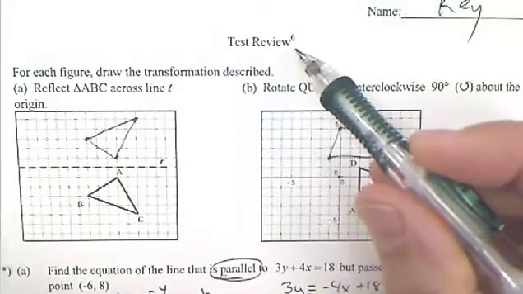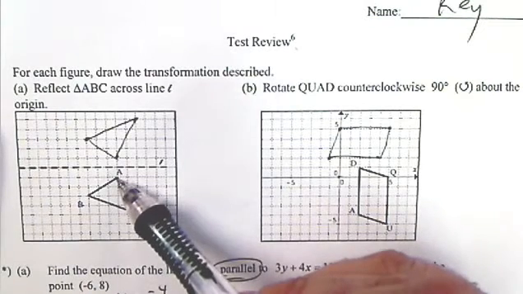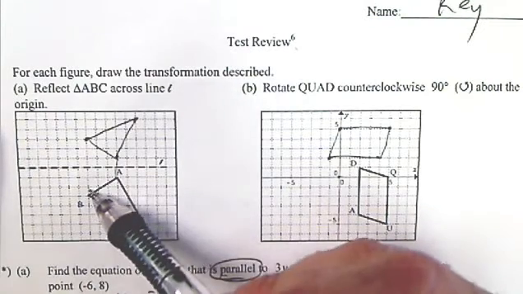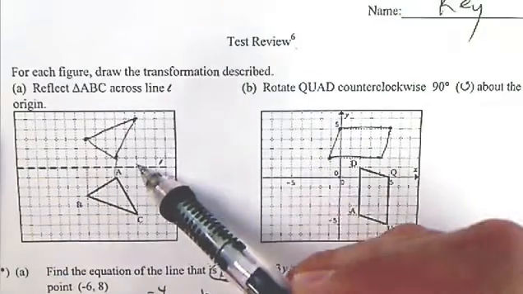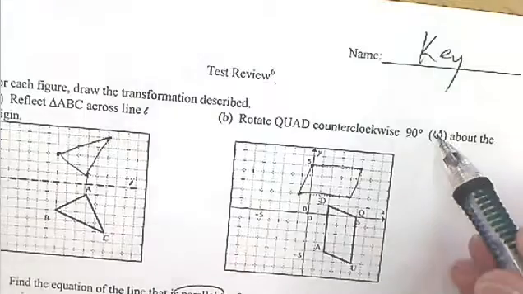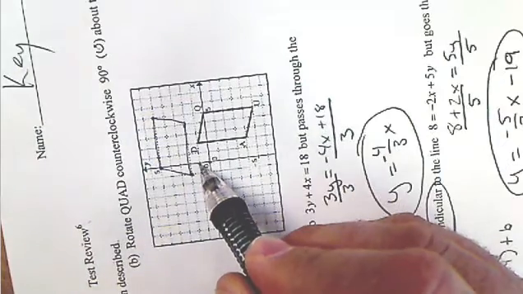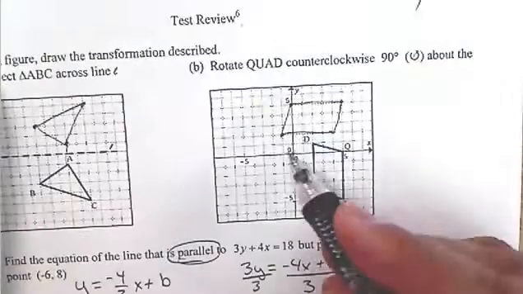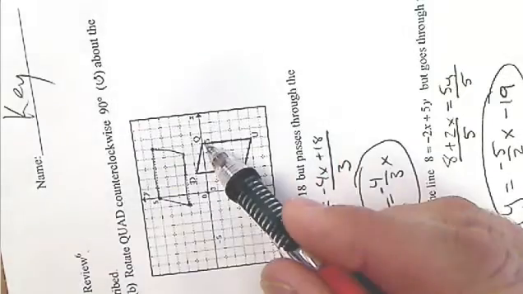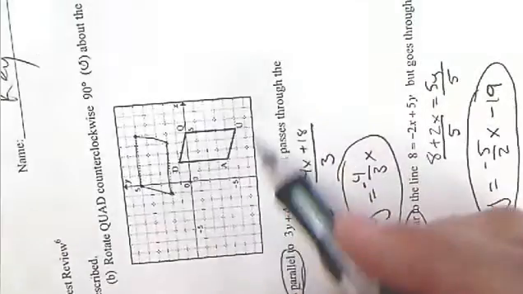Here's review for the week 6. Just reflecting it across, so it's 1 away, 1 away. These are 3 away, so that one's 3 away. Same thing. Rotation, we're going counterclockwise, so I just rotate. And I go, oh, look, it's over 1, up 2. Over 1, up 2, put a dot. Just keep doing that. 0, 5, 0, 5. Just keep rotating it, plot each one.